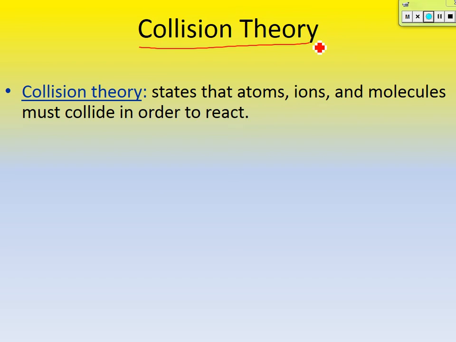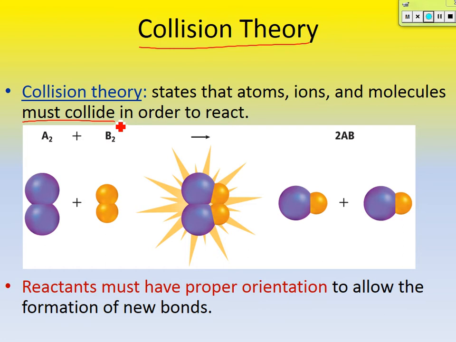Collision theory states that atoms, ions, and molecules must collide. They must collide in order to react. But just colliding is not good enough. It says here the reactants must have proper orientation. They've got to hit in proper orientation in order for the reaction to form the new bonds that are going to be present in the products.